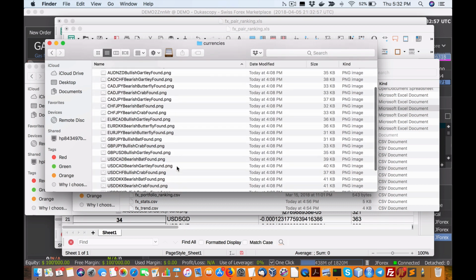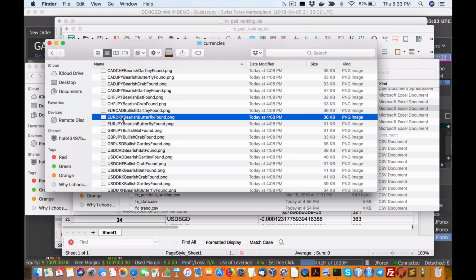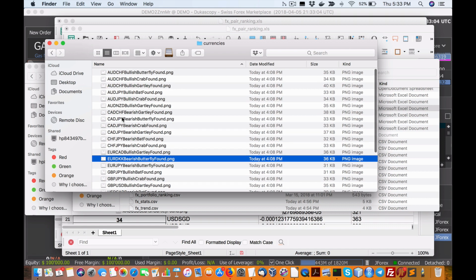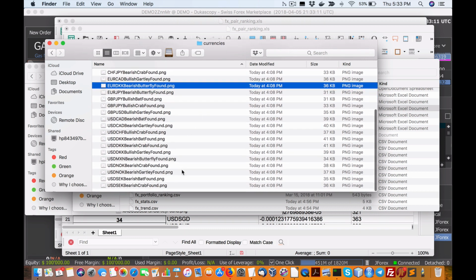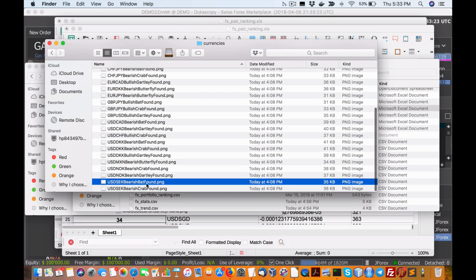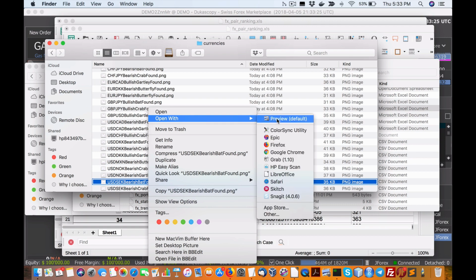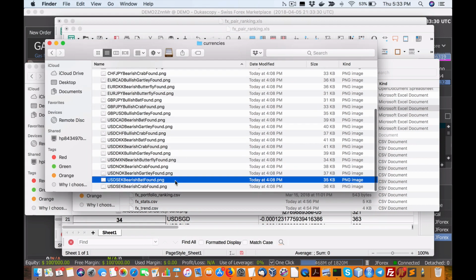Okay, so oddly enough, there are no patterns identified. Interesting. We do have patterns for bearish on the USD Swedish. I'll confirm that in a minute. I want to do that now.